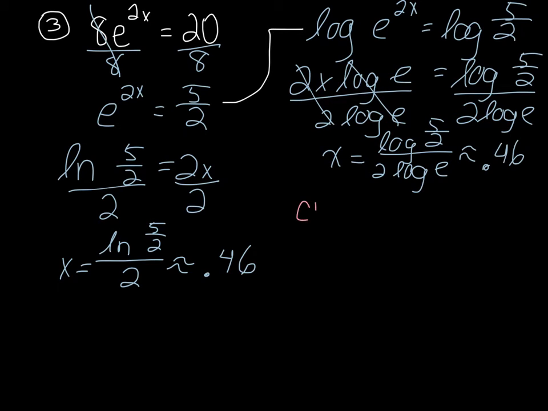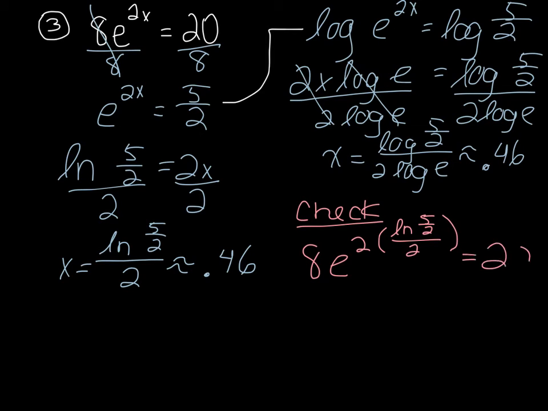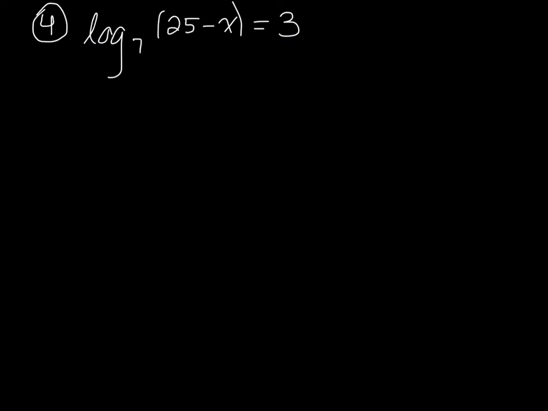Again, we need to make sure we check our answer in the original equation. So e times 8, and the e is being raised to the 2x power. Instead of x, I'm going to put natural log of 5 over 2, all divided by 2. And that has to equal 20, which when you plug in the calculator, you do get 20 equals 20. So this would be my rounded answer.